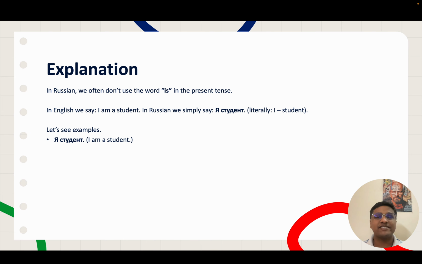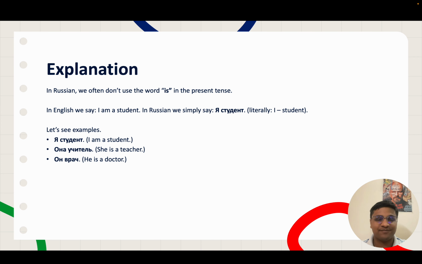The first one we have obviously seen. If you want to say I am a student in Russian, how would you say? You would say Ya student. Next we have Ana uchitel. This means she is a teacher. Ana is the pronoun for she and uchitel is the word for teacher. Ana uchitel. She teacher. She is a teacher. There is no verb in this sentence again. Ana is the pronoun and uchitel is the noun.